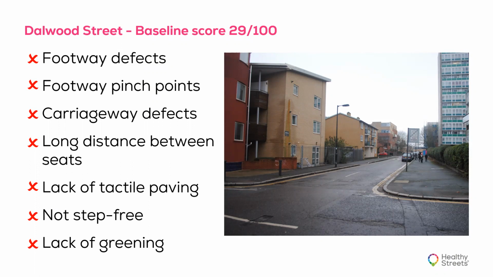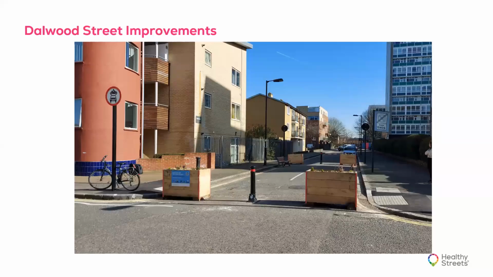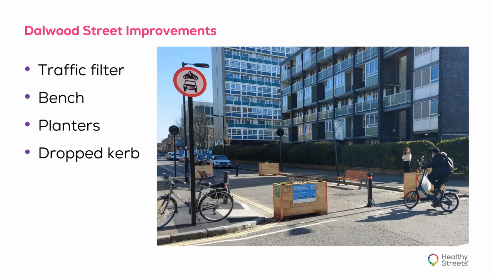So my first design solution to try and get a big increase in the Healthy Streets check score using a temporary change at low cost was to add one traffic filter. And this was what the traffic filter looked like. As you can see, it's a somewhat enhanced traffic filter. It's not simply a bollard, it also has a bench, planters, and a drop curb has been introduced at this crossing point.